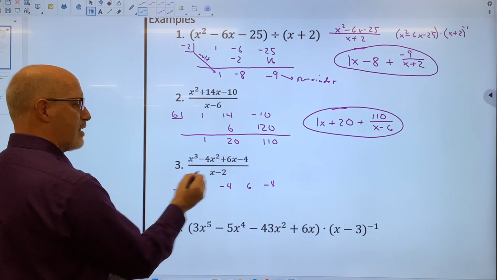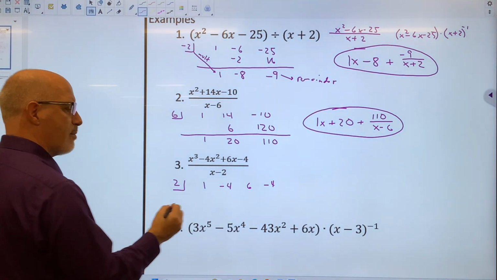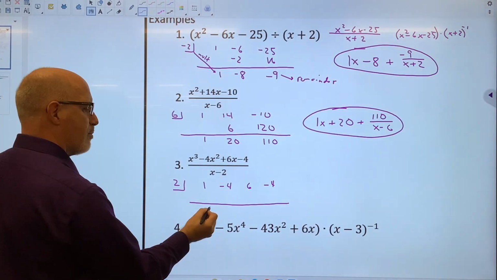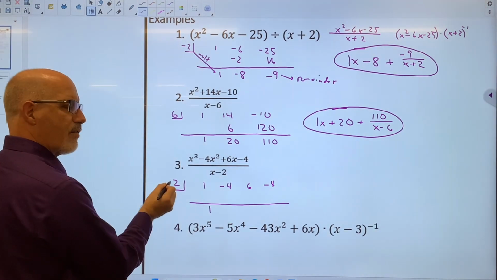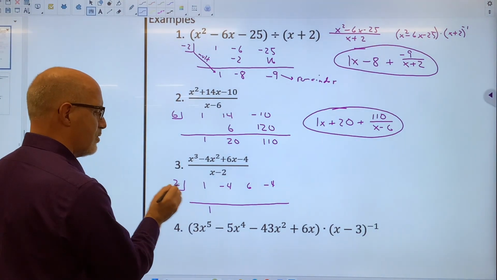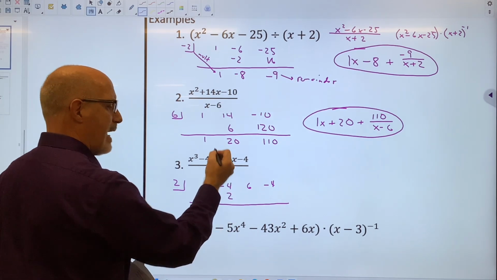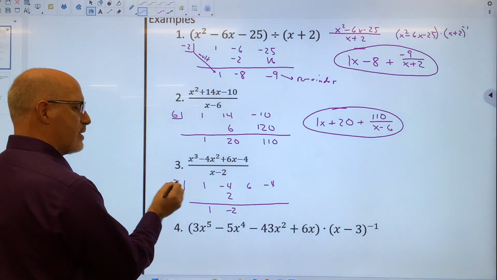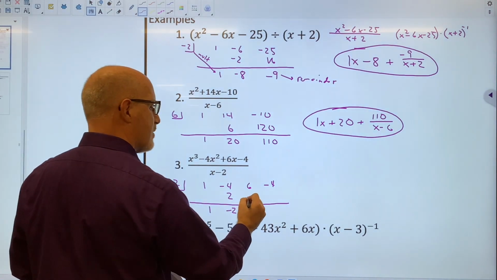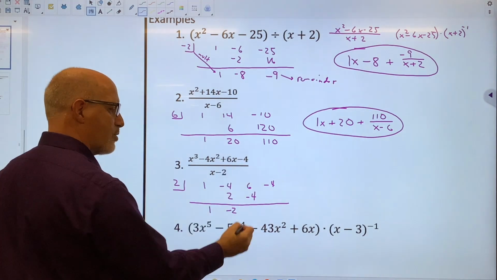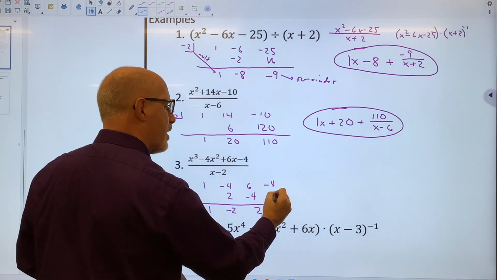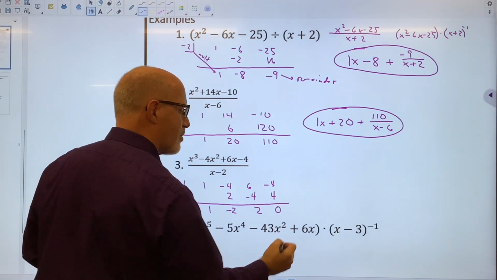Put in the opposite of this number here, so a 2 goes in the box. Skip a line and draw a line, bring the 1 down below. Multiply whenever you use the number in the box, so 2 times 1 gives me a 2. Add straight down, you get a -2. Multiply these two together because we're using the number in the box, gives me a -4. Add straight down, you get a 2. Multiply by that 2, you get a 4. Add straight down, you get a 0.